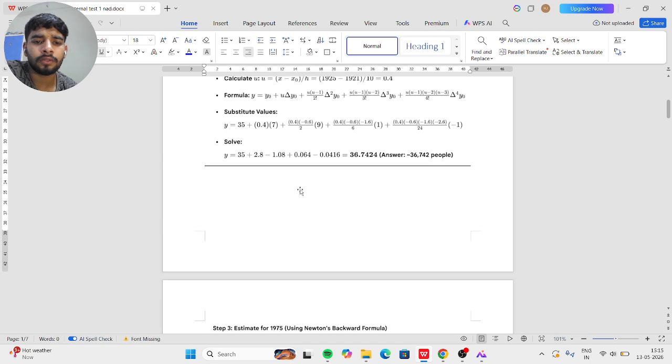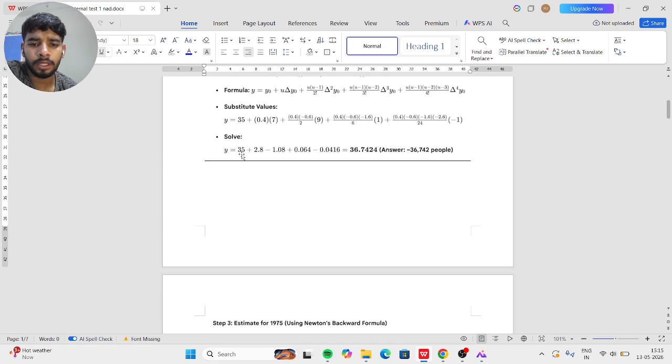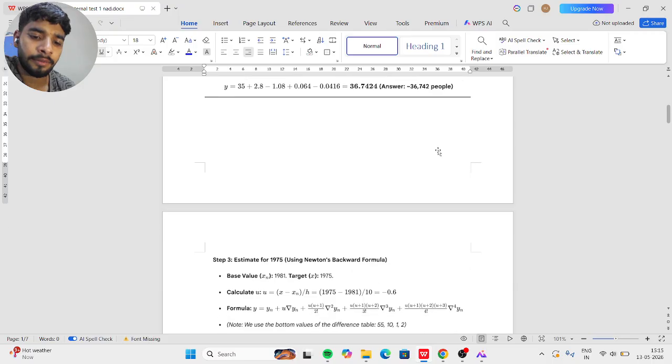After solving this, we get y equals 36.7424, which is our answer, and nearly 36,742 people are there in 1925.